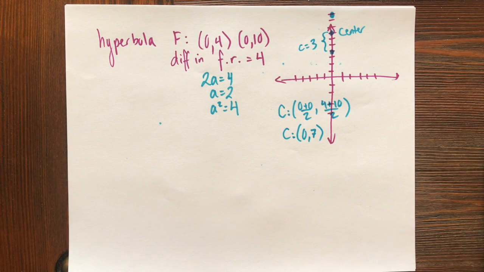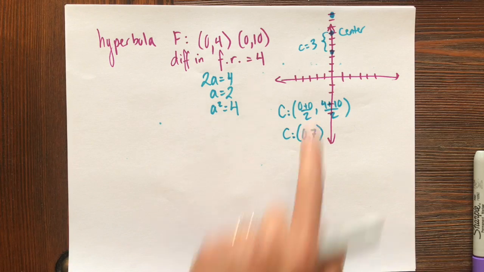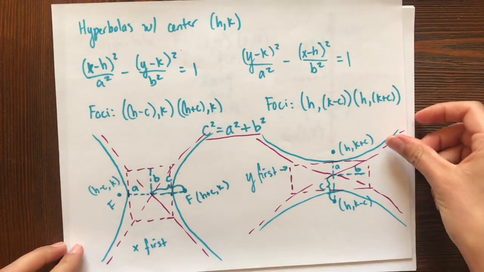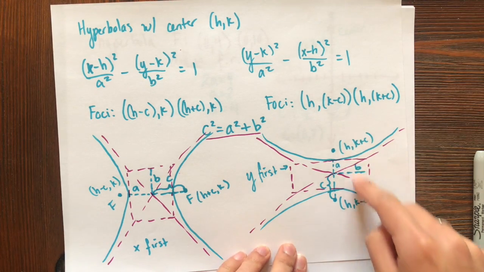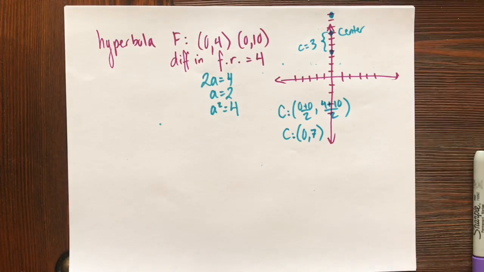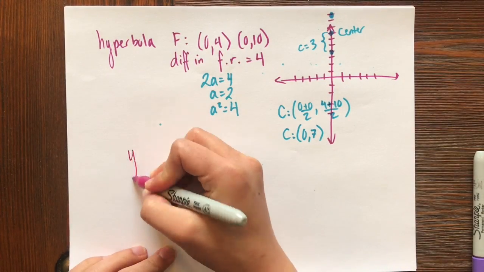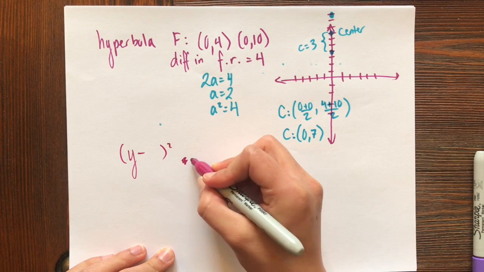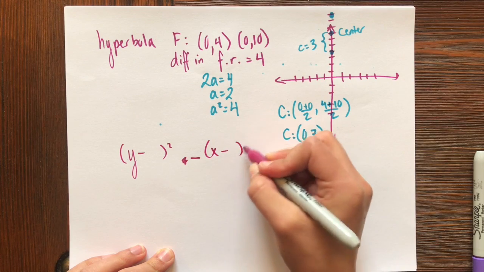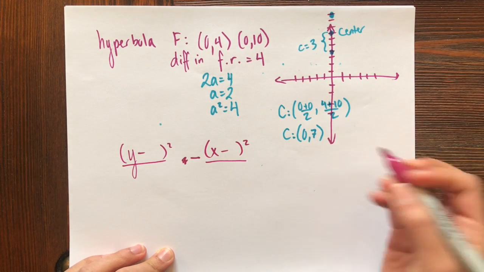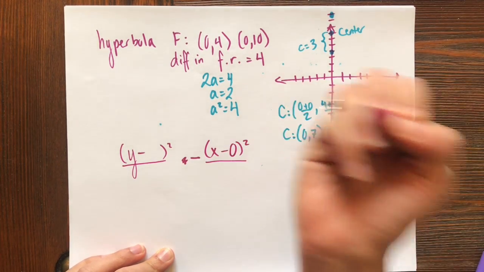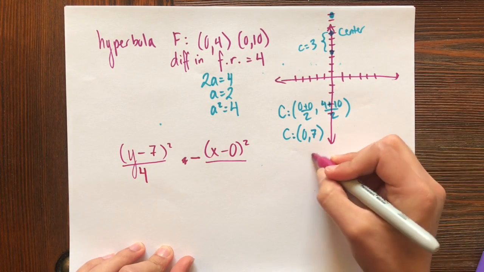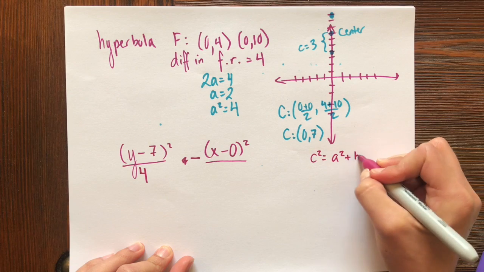So I know that I'm going to use the form of the equation that has y first. So I'm going to use this equation with y minus k coming first. And I know that the center coordinate is 7 for k, right? And I know that the center coordinate for h is going to be 0. So I'm going to plug those in. So I put in 0 with that x and then 7 with that y. And then I'm going to put 4, which is a squared, underneath whatever is first. In this case, it's y, so I'm going to put a squared underneath y.